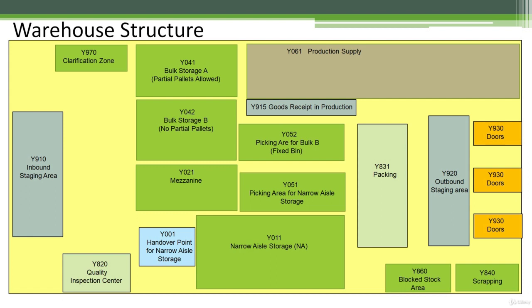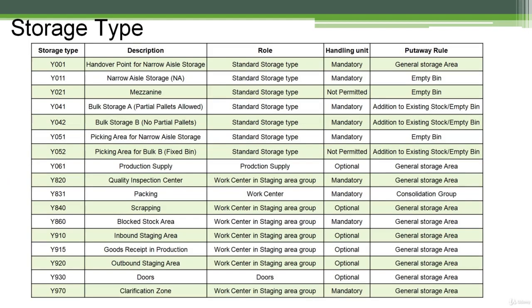Areas like Y860 are for storing all the blocked parts. So any parts which are damaged and which we plan to block, we would be taking them to storage type Y860. Storage type Y840 is for scrapping. Any product which is planned for scrapping will be taken to this storage type and then it will eventually be scrapped from the system.